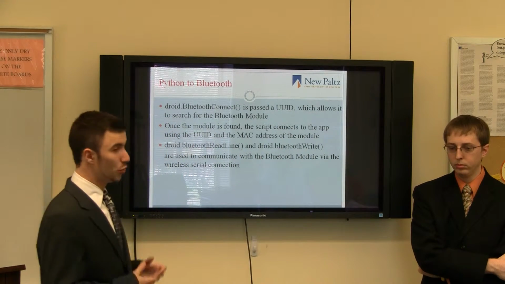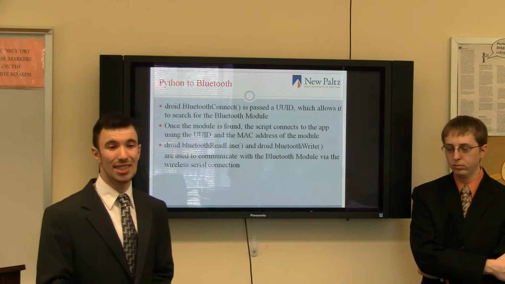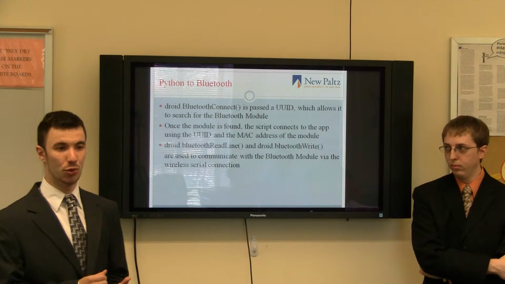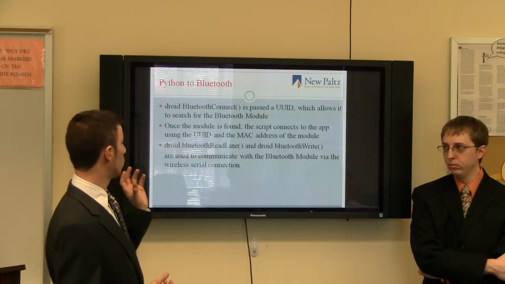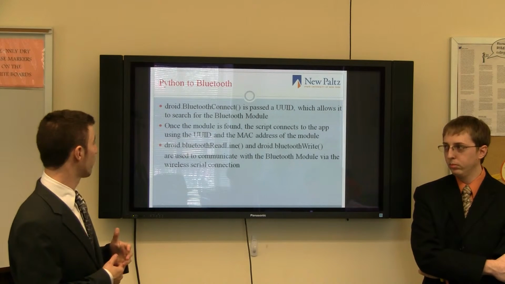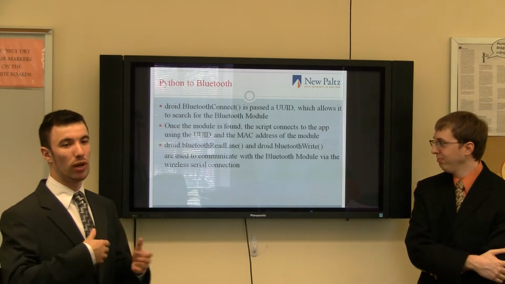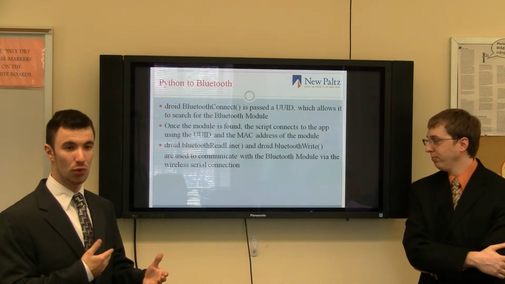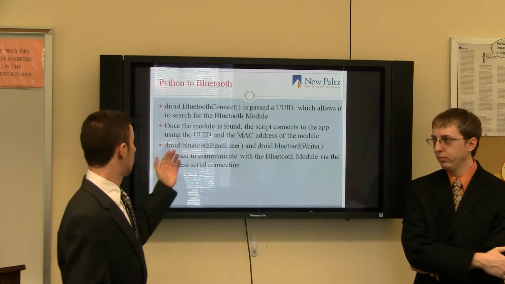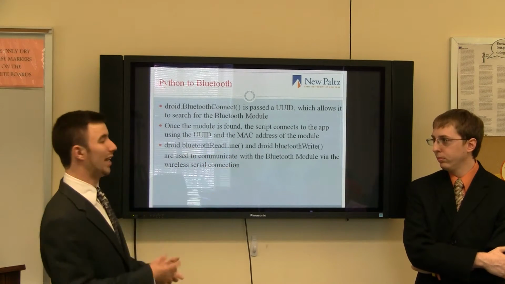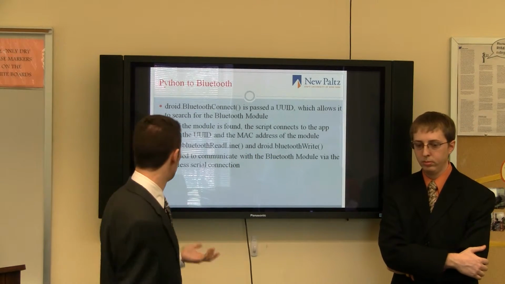For the Python to Bluetooth connection, we use Bluetooth Connect on the Droid, which gets the UUID and the MAC address, which is necessary to establish that connection. Once these two things are found, the script is going to connect, read whatever line is sent to the Bluetooth, and write to that Bluetooth. So there's the Python script on the phone and the Bluetooth module. The Bluetooth module reads lines of whatever's on the Arduino, and this is going to write to that Arduino whatever we choose to write.